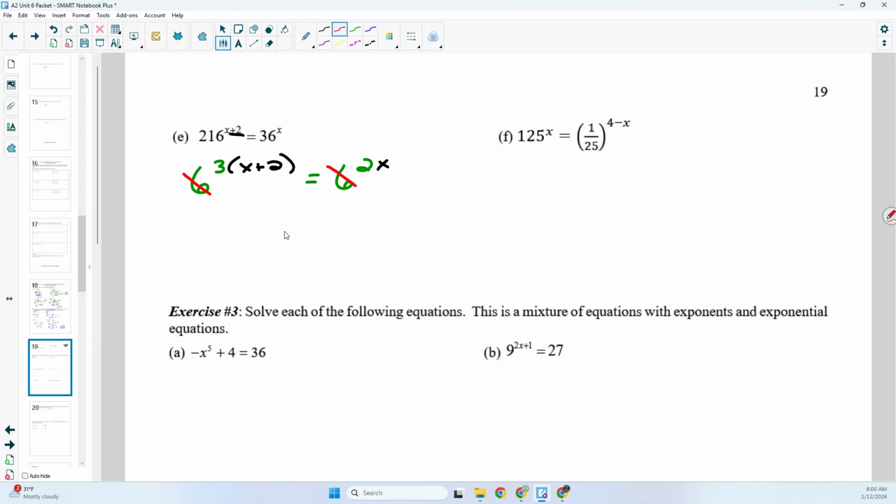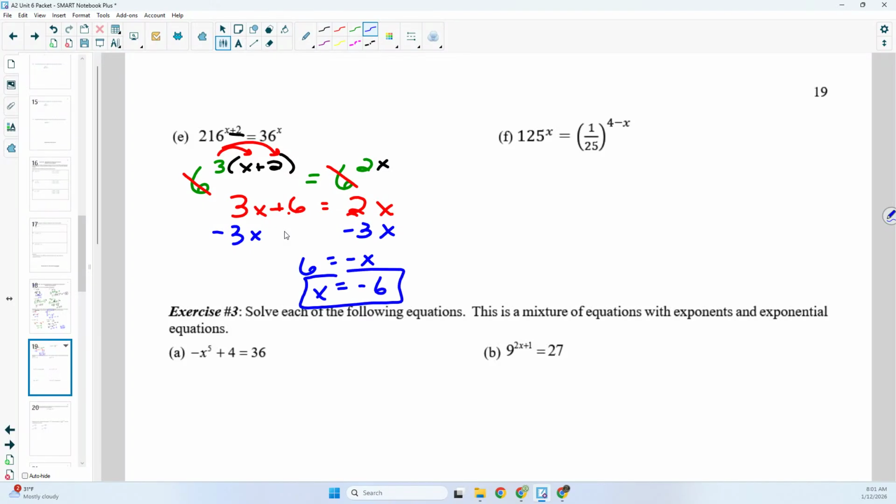Right, and I'm just rewriting those variables that were already there. So then I cancel my 6's, I'm going to distribute here, and I get 3x plus 6 equals 2x. Move the 3x over. So the x is going to equal -6 if I divide it by -1.